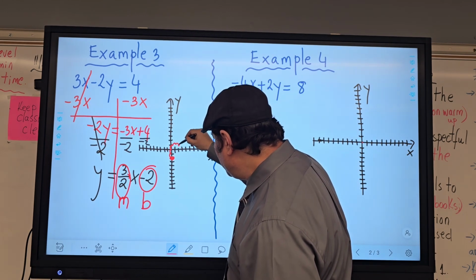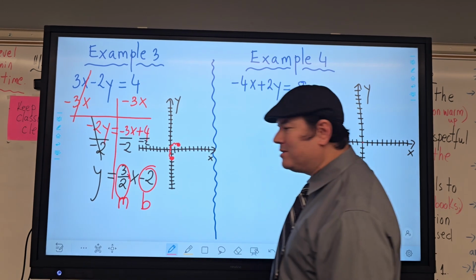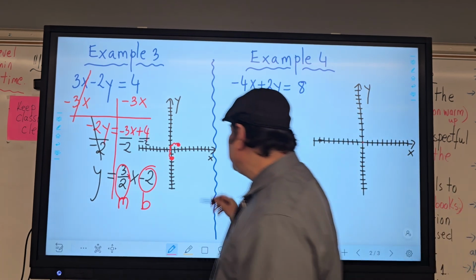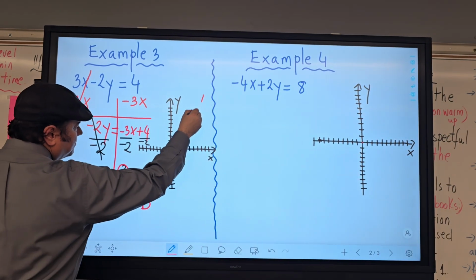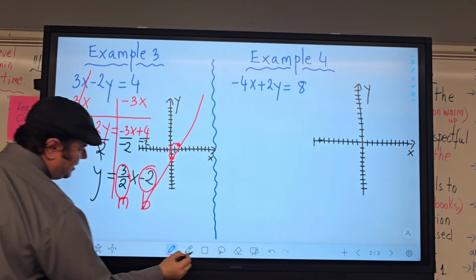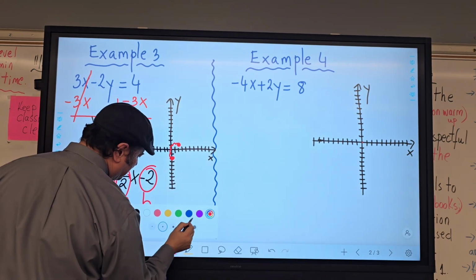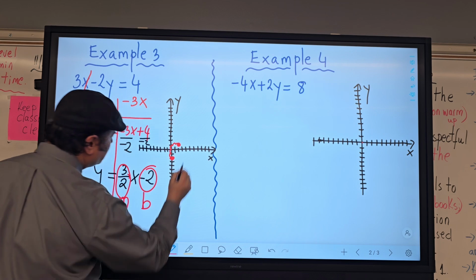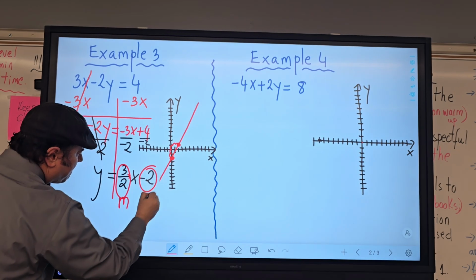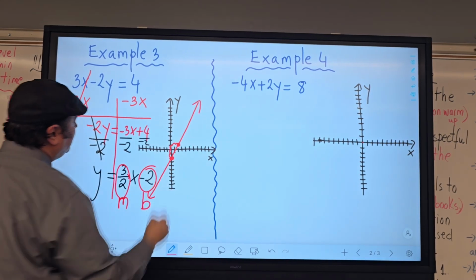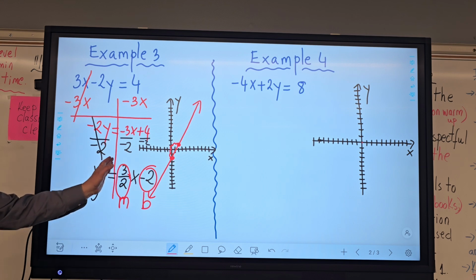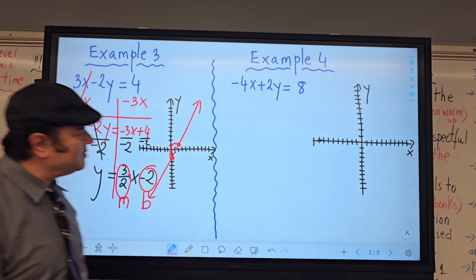1, 2, and then we draw the second dot. And finally, let's connect the dots. Oh, let me fix this line. And this is our line. The slope is positive now, 3 over 2, so the line goes to the right.